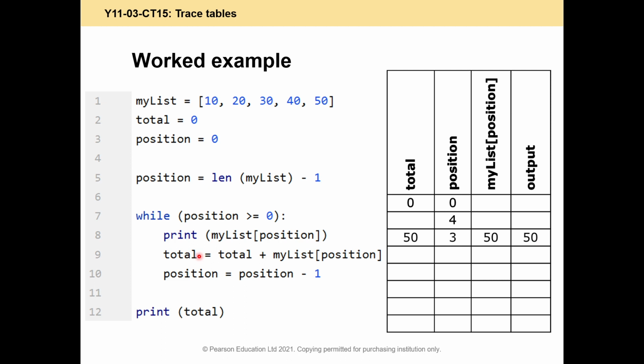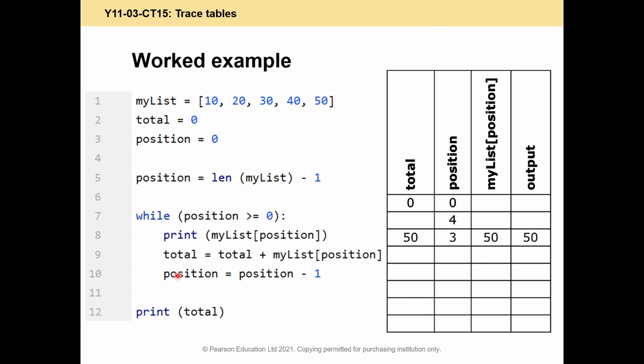Let's see, total is going to be what total was, 0, plus the value that we've just displayed, my list at position. So I don't like that. I would have put 50 in first and then say, I suppose it is, isn't it? It's 0 plus 50. That's fine.